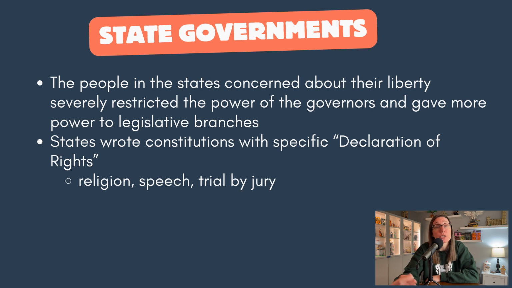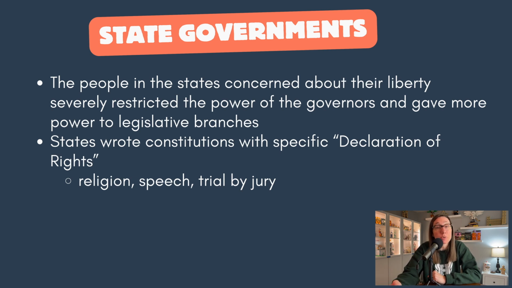After the war, Americans were concerned about one person, like a king, having too much power. So they actually limited the power of the governors and gave more power to their state legislatures. So a group of people instead of just one person. So we're talking about the Congress having more power than the president, although this is going to change over time as we continue to talk about the growth of the federal government.